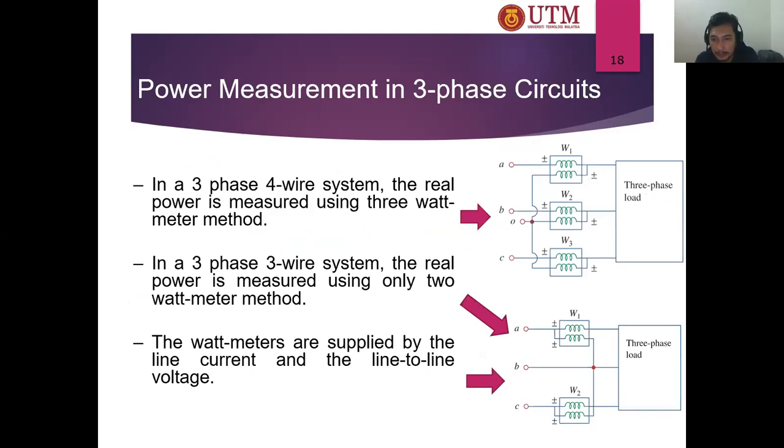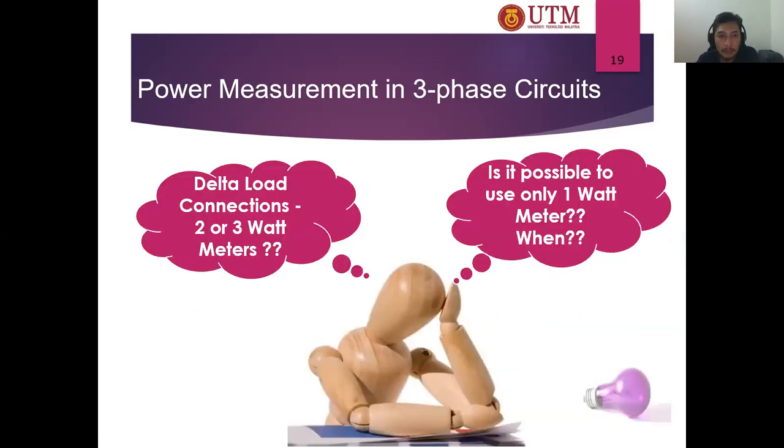Which method is suitable for which system? For a three-phase four-wire system, usually Y connection, normally we use the 3 wattmeter method. For a three-phase three-wire system, usually referring to delta connection, the real power can be measured by using the 2 wattmeter method. For delta load connection, 2 or 3 wattmeter? Since delta is only a three-phase three-wire system, usually we use 2 wattmeters.